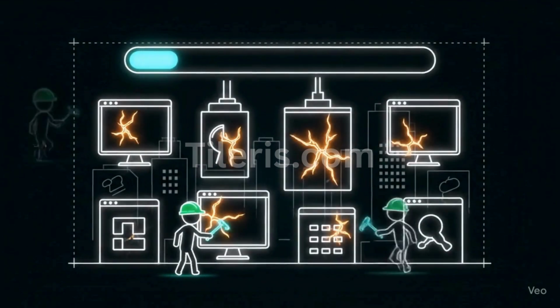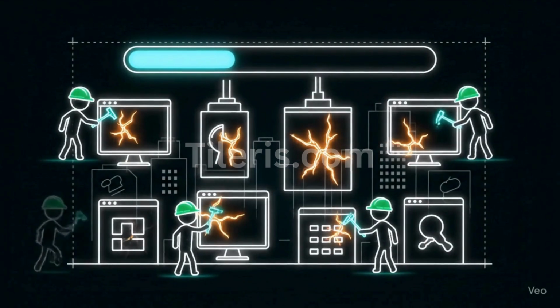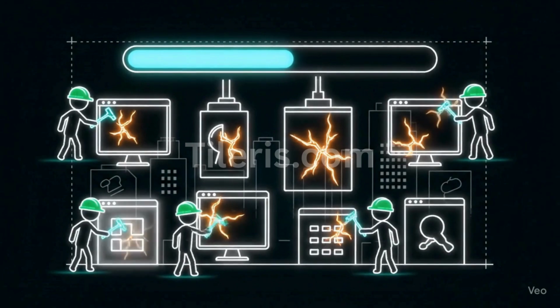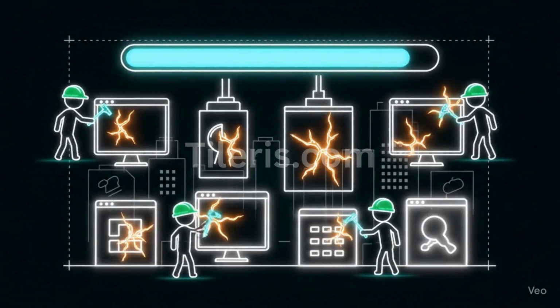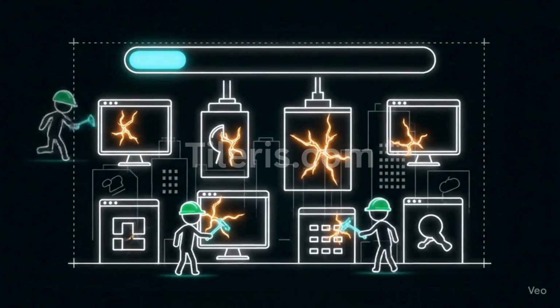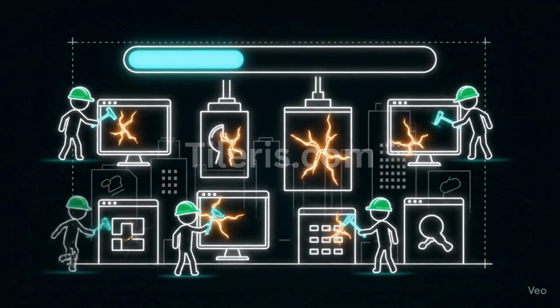Patch everything else. For the software you do need, keep it updated. Turn on automatic updates for your OS, your browser, and your apps. Think of a security patch as a worker who shows up to brick over a newly discovered crack in a window frame. Let them do the job.